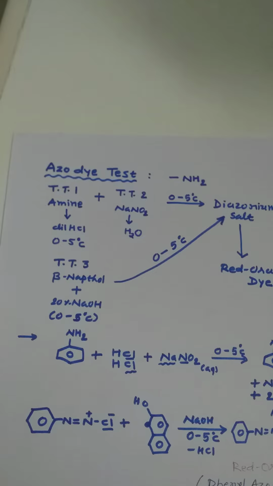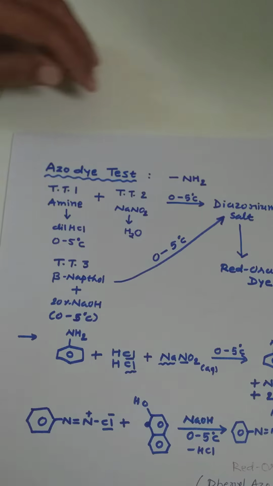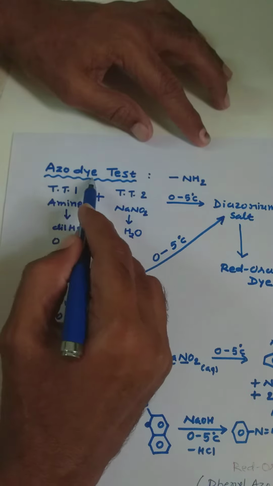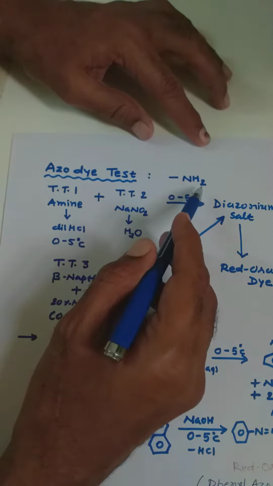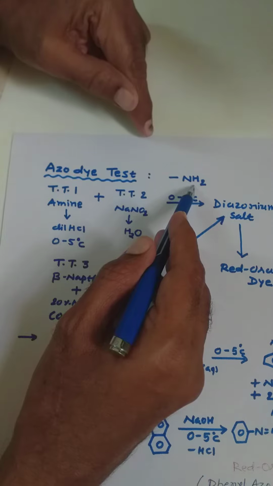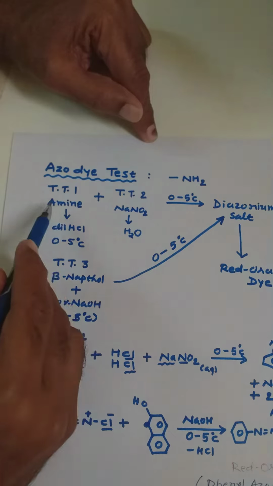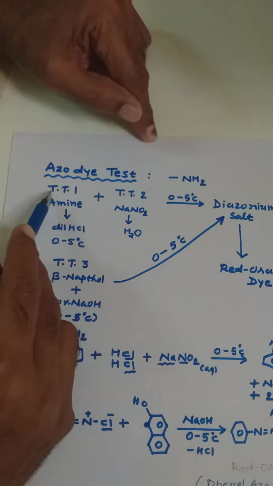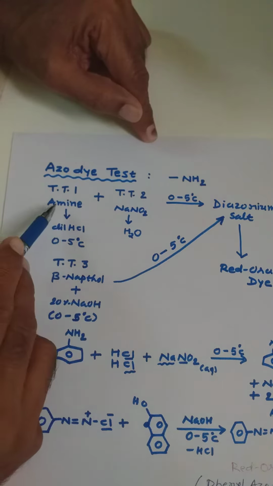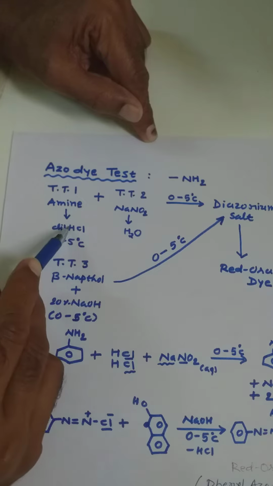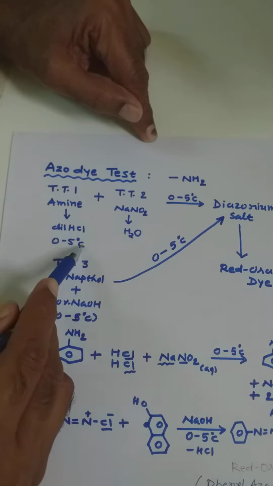Dear students, today we will discuss the azo dye test and its chemistry. As you know, the azo dye test is useful for the identification of primary aromatic amines in the laboratory. In the azo dye test, take the given amine in test tube number 1 and dissolve it in dilute HCl and maintain the temperature of this solution at 0 to 5 degrees Celsius.